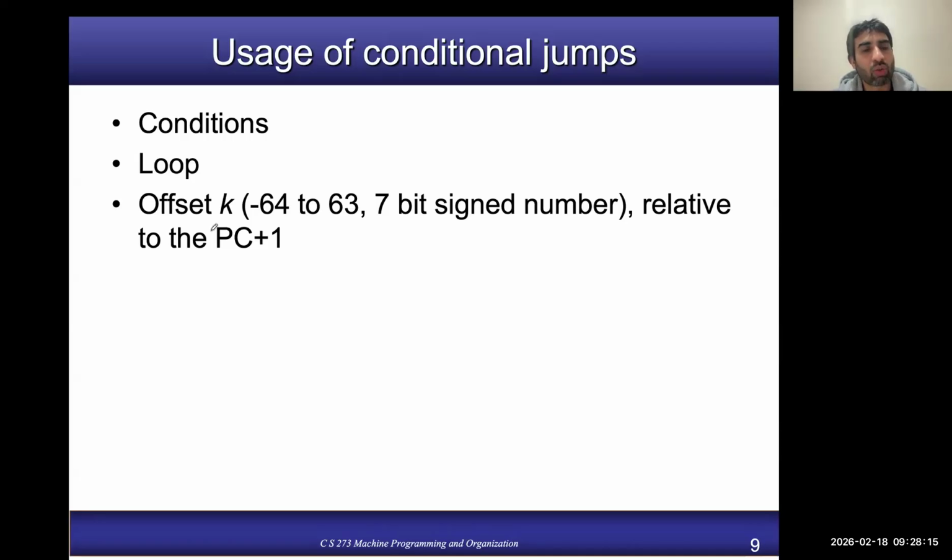Similarly, when we do loops, remember, for example, if you write a for loop or a do while loop, what you are doing there in high level languages is testing a condition. If the condition is true, you keep looping. If the condition is false, you terminate the loop, right? So again, when we write those looping constructs in assembly language, we use the branch instructions.